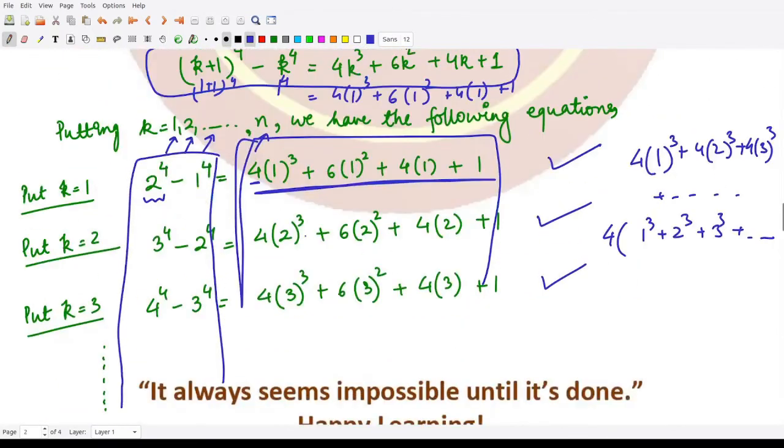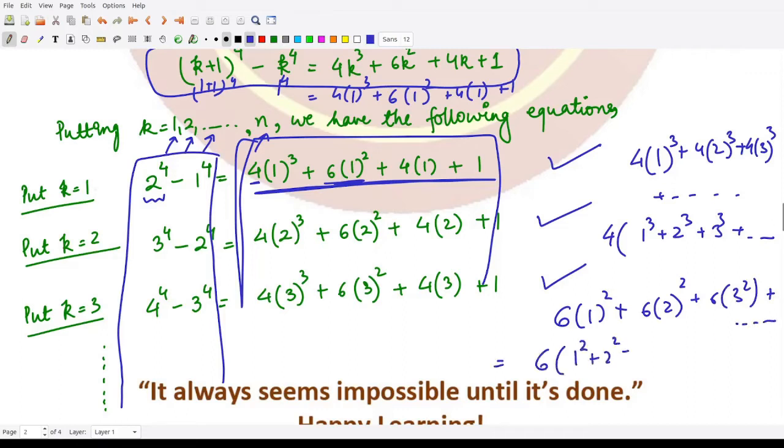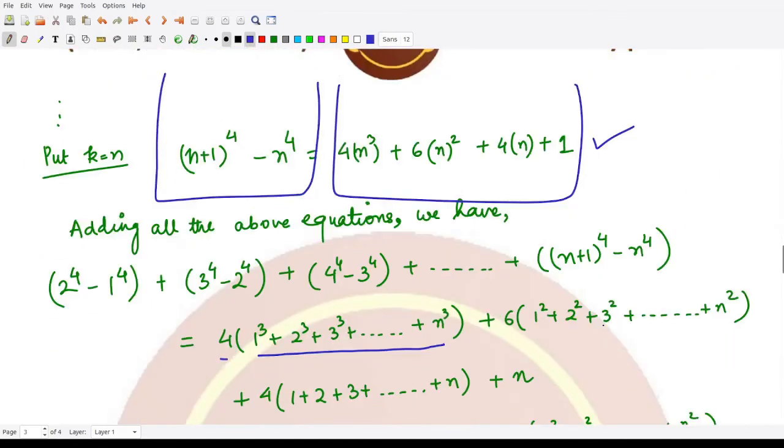And similarly you have the structure like this, consisting of all the 6 terms: 6 into 1 square plus 6 into 2 square plus 6 into 3 square and so on. You can again take 6 as common, so you would have 1 square plus 2 square plus 3 square and so on within the brackets. So this is what I have written over here: 6 into 1 square plus 2 square plus 3 square up to n square.